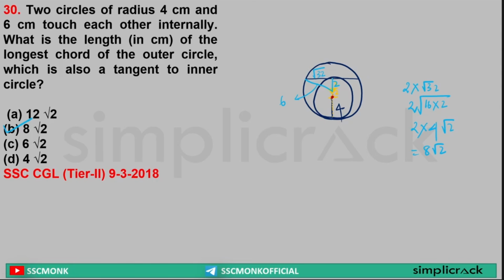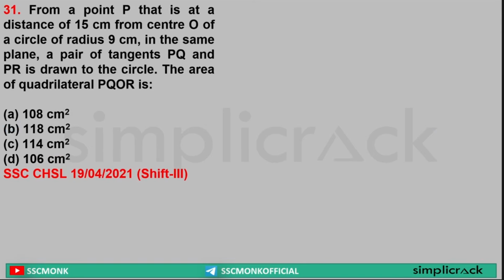before proceeding to the next question. Now, from a point P that is at a distance of 15 centimeter from the center of circle O of radius 9, on the same plane, a pair of tangents PQ and PR is drawn to the circle. What is the area of the quadrilateral PQOR?